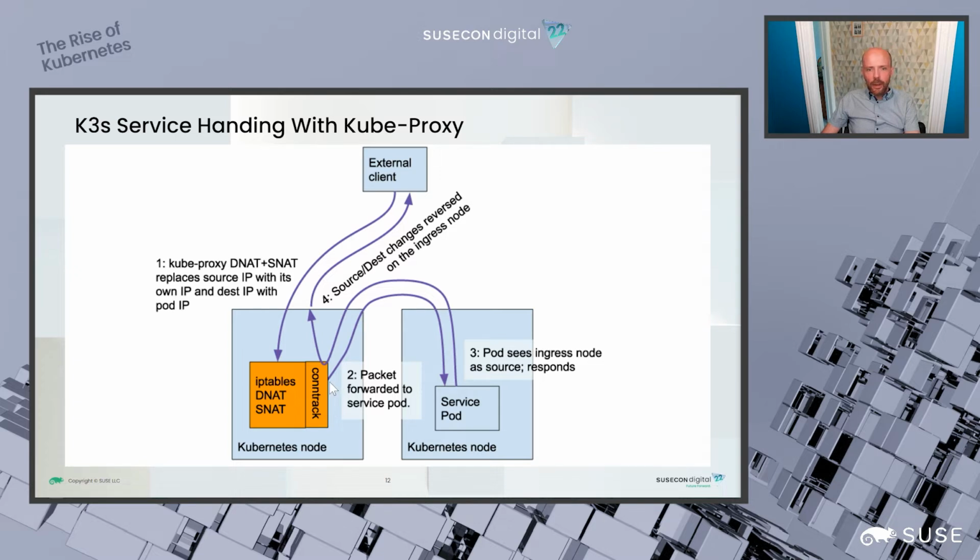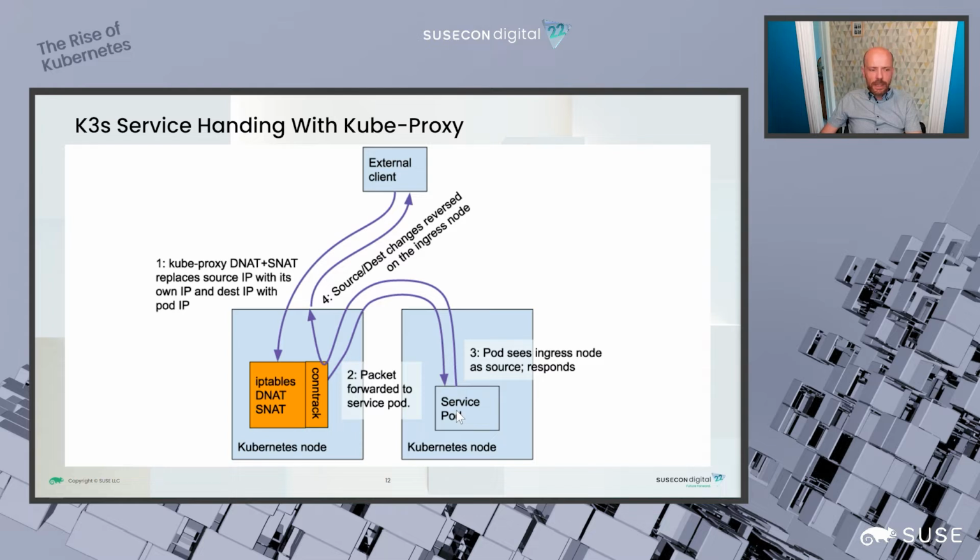The source NAT, though, the reason for it is not so obvious. The reason is that the traffic needs to pass back through kubeproxy, in order for this connection tracking to be handled correctly. And that means that kubeproxy needs to see both the ingress and egress parts of the flow. So to ensure that the traffic passes back through, it also source NATs it, which means that after the service pod is finished talking, it passes the traffic back, and kubeproxy handles it. So step 2, the packet's forwarded to the service pod.